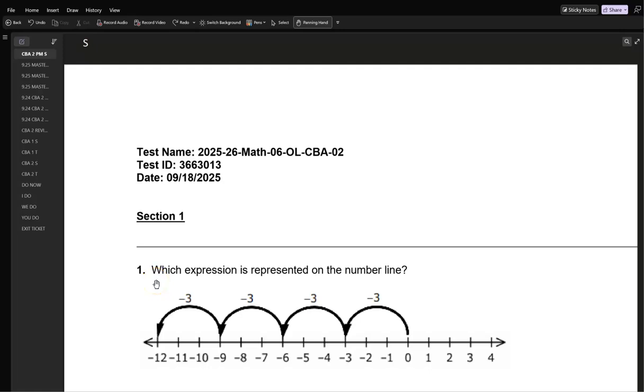All right, Harmony HSS 6th grade. Let's look at CBA 2.